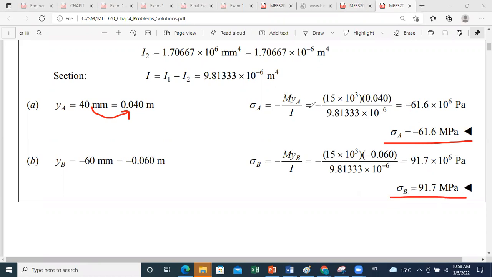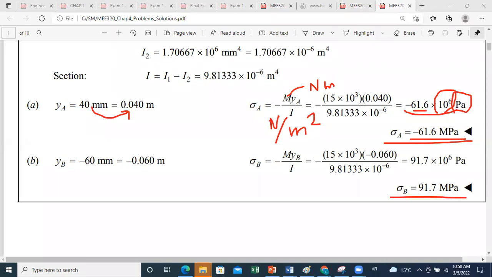As you can see here, when you replace the moment value, I converted it to Newton meter instead of kilonewton meters. In this way, if you have M in Newton meter, YA in meter and I in meter to the power 4, your final result will be in Newton per meter square, which is Pascal. So here the value you get is in Pascal, and since you have it times 10 to the power 6, you can replace minus 61.6 times 10 to the power 6 Pascal by minus 61.6 megapascal, because 10 to the power 6 Pascal is equal to 1 megapascal.